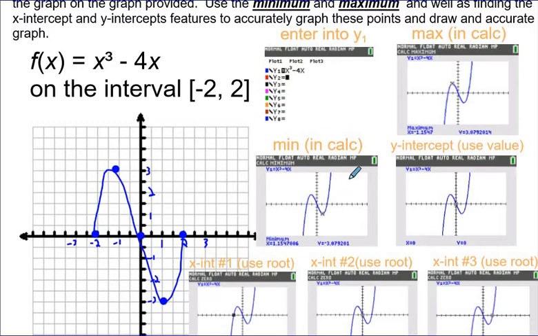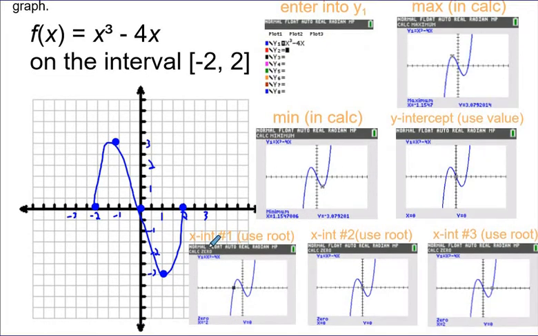Then you go and hit second calc again, and you use the value feature to find the y-intercept, and then you hit second calc to find the x-intercept. It is called root on the TI, and you have to do it 3 times. On the Casio, it's very similar. You go to menu, you type it into the function, you then hit the graph menu, and then you follow gsolve to find these same items.